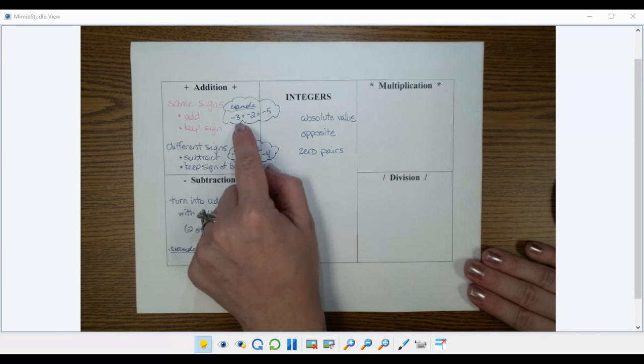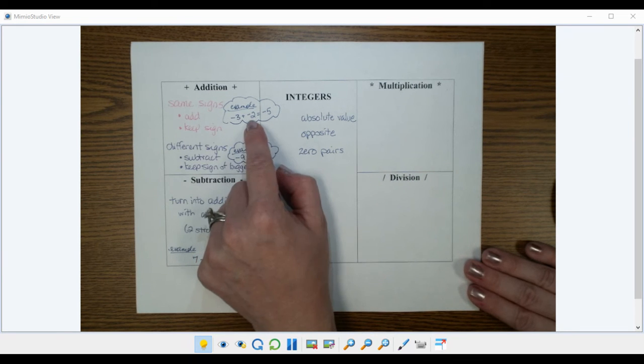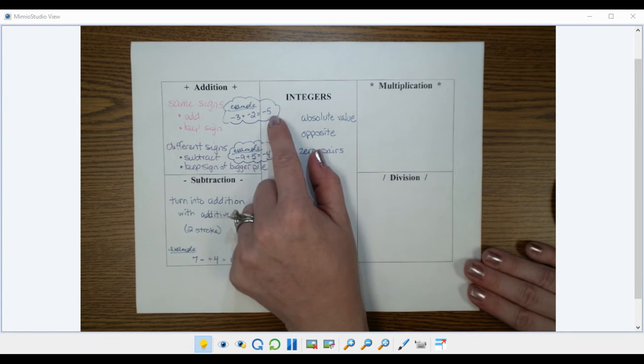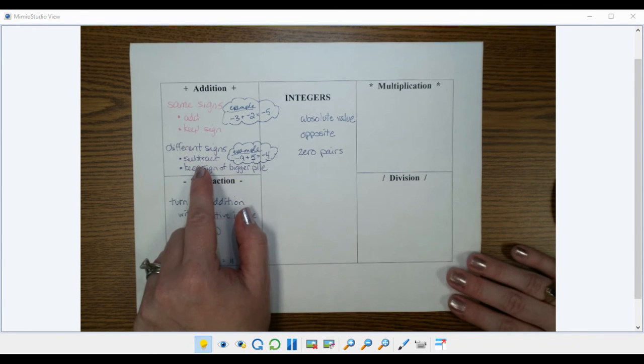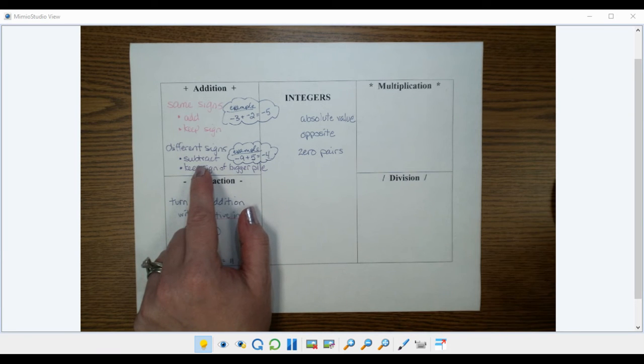In this problem, it would be a pile of 3 reds and a pile of 2 reds, and you smush them together, that's the adding, and you get a pile of 5 reds. And because they're red, we say it's negative. All right, so when they're the same, regardless of both positive or both negative, you simply add them and keep the sign. When you've got different signs for addition, you end up subtracting. I know it's crazy, but roll with me.